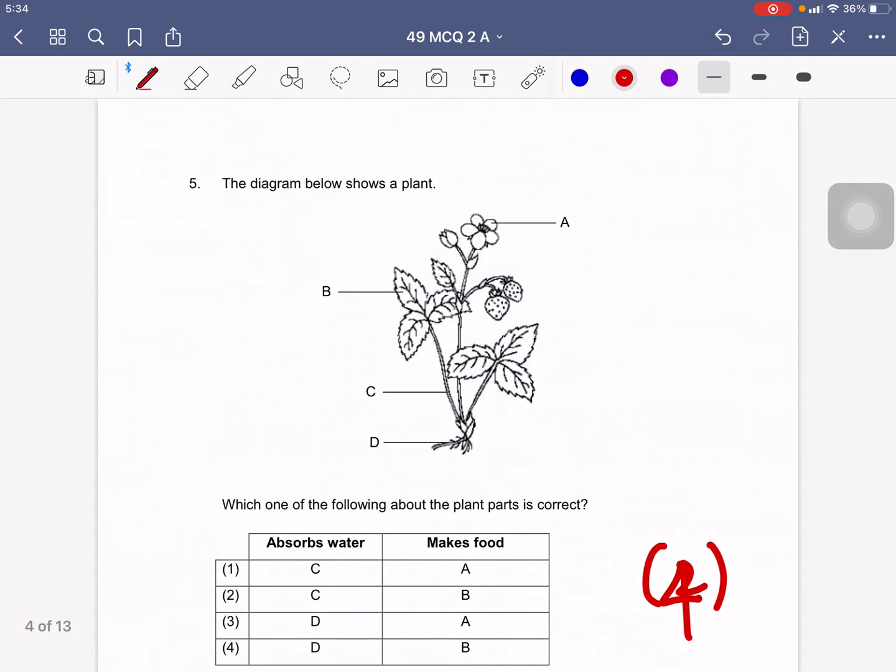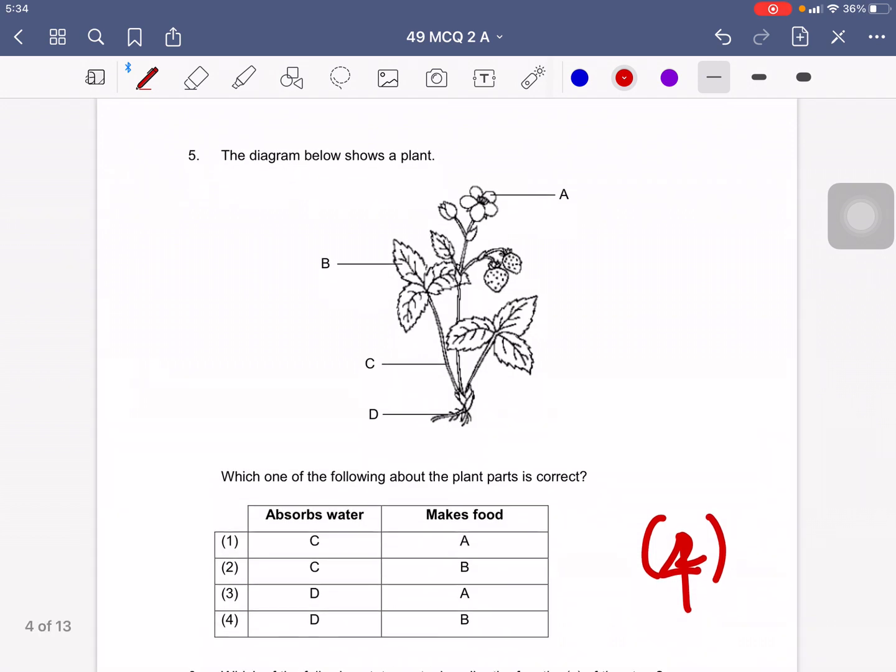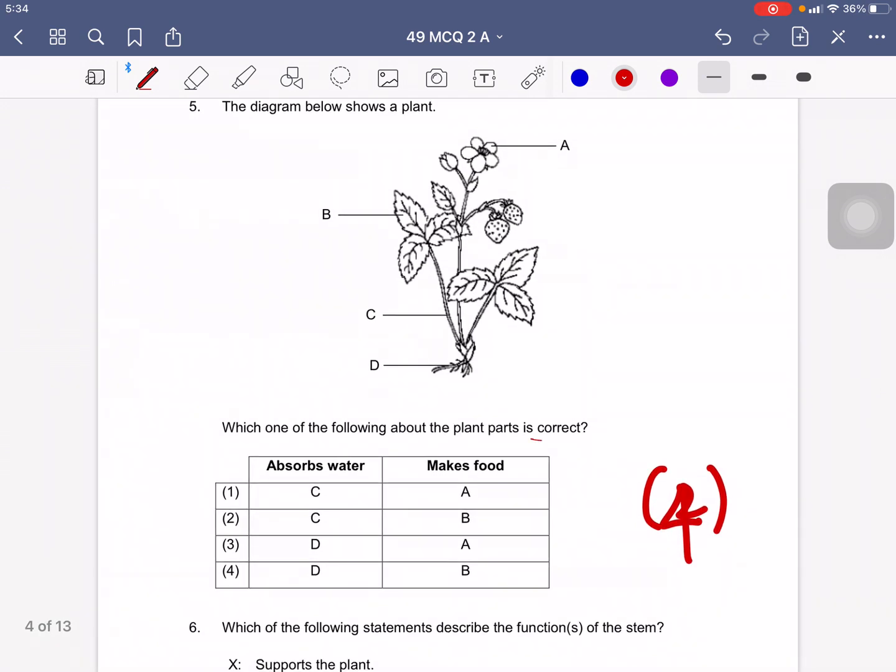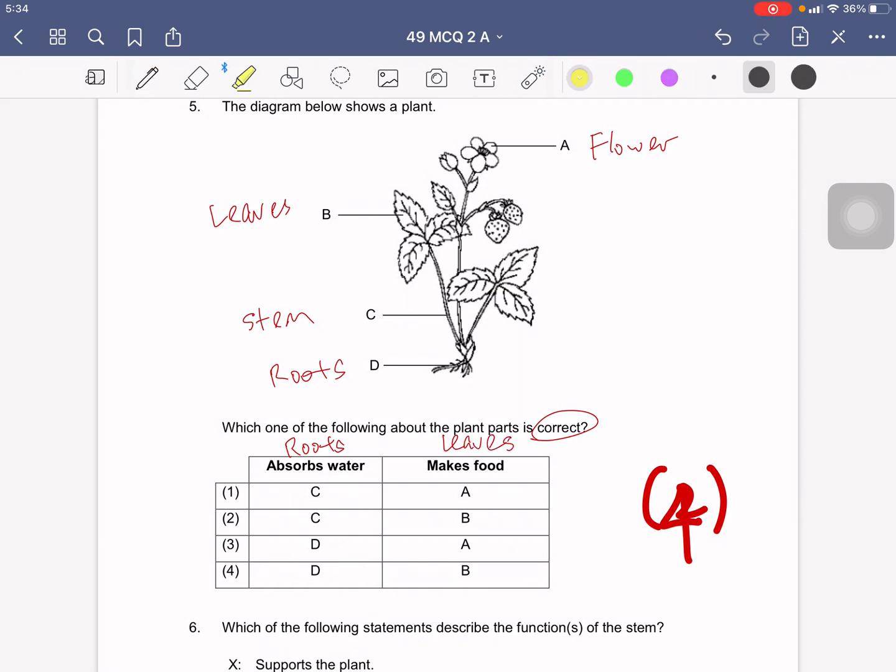Question 5. Now you have a plant here. Which one of the following about the plant parts is correct? Now they want it to be correct, so let's label the parts. This is flower. This will be leaves. C is the stem. D will be the roots. Absorb water must be roots. Make food must be leaves. So D is roots, and that's correct, so don't choose 1 or 2. And for leaves, that's B. So the answer must be 4.